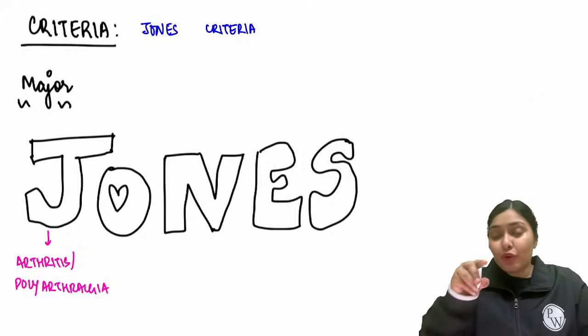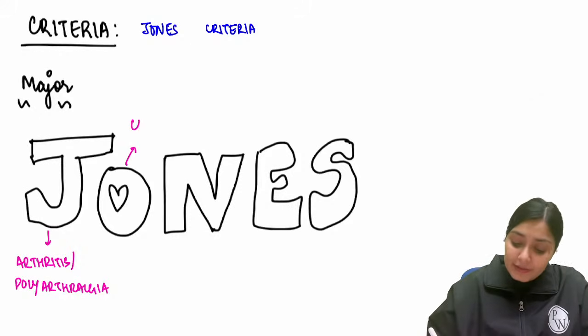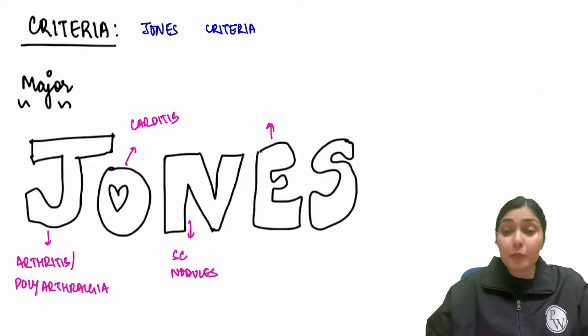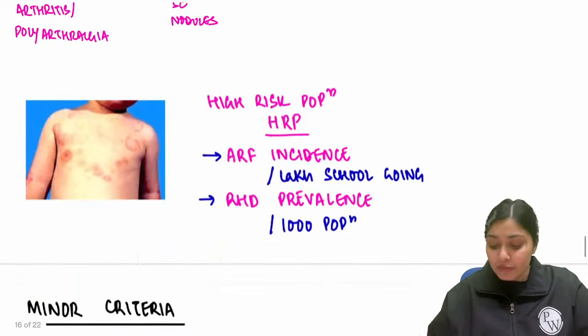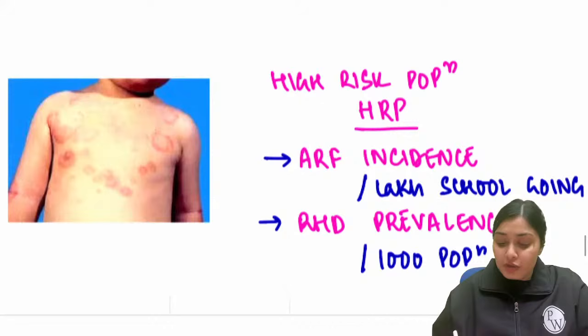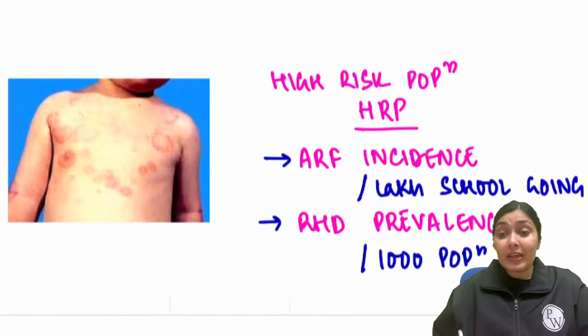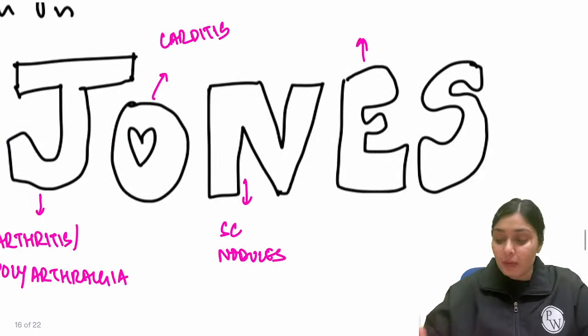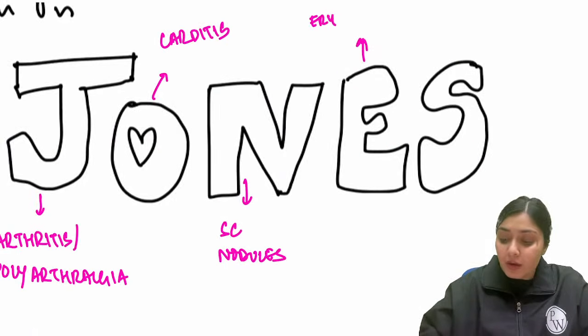In O, I have drawn a heart. This is for carditis. N is for nodules. They have subcutaneous nodules. E is for a particular rash that we see over here. Can you see the rash over here? The margins of this rash are red. Red means erythema, and the margins are red. So this is known as erythema marginatum.